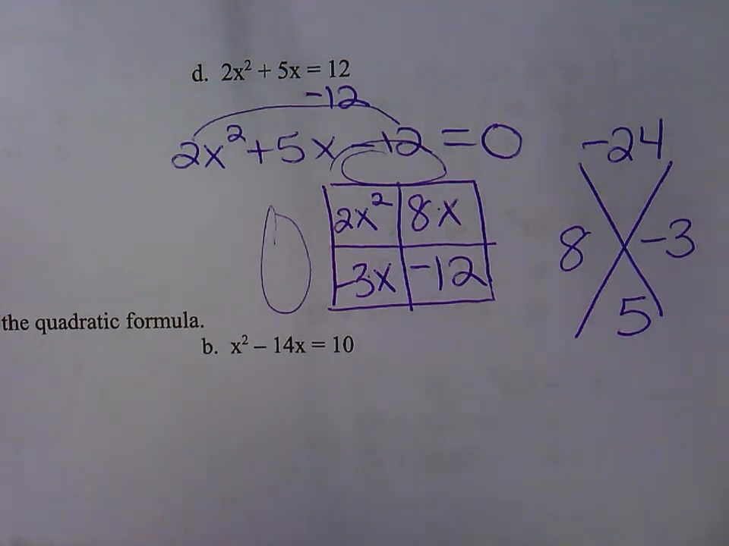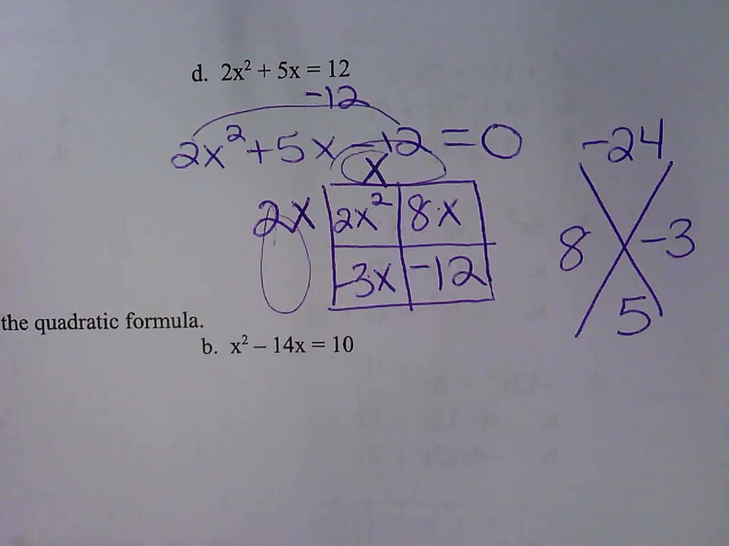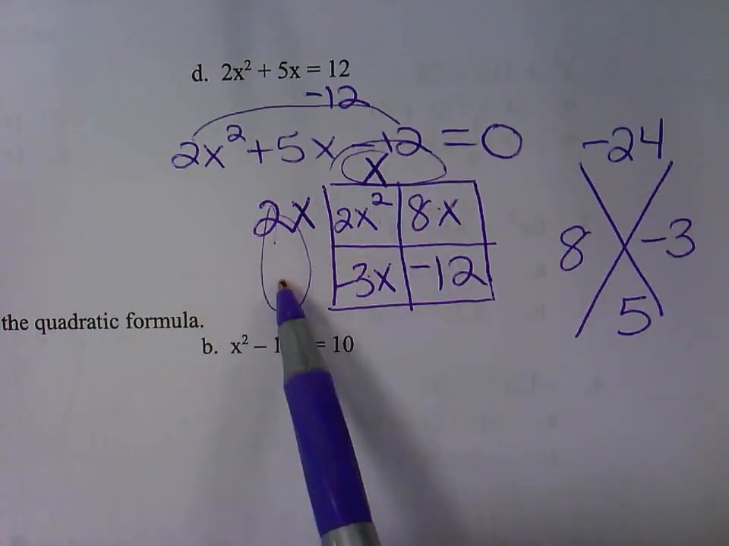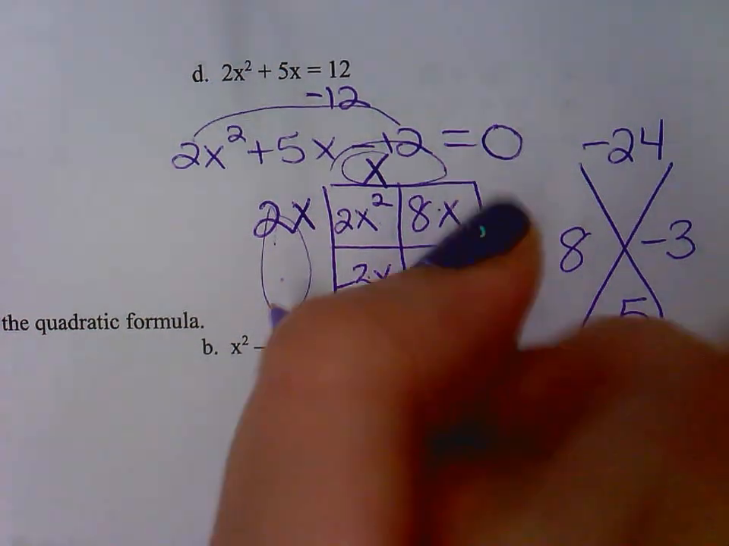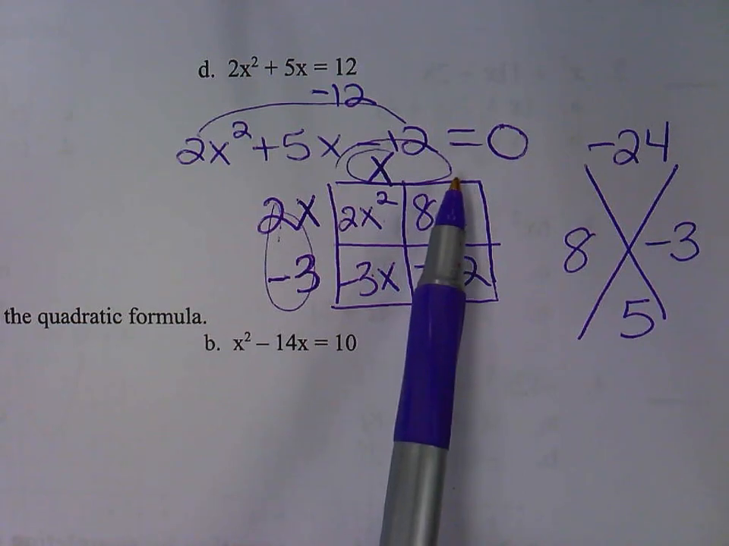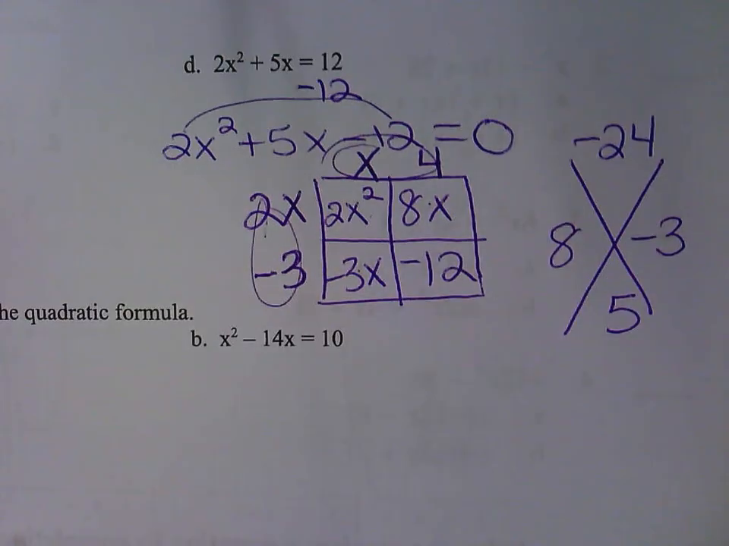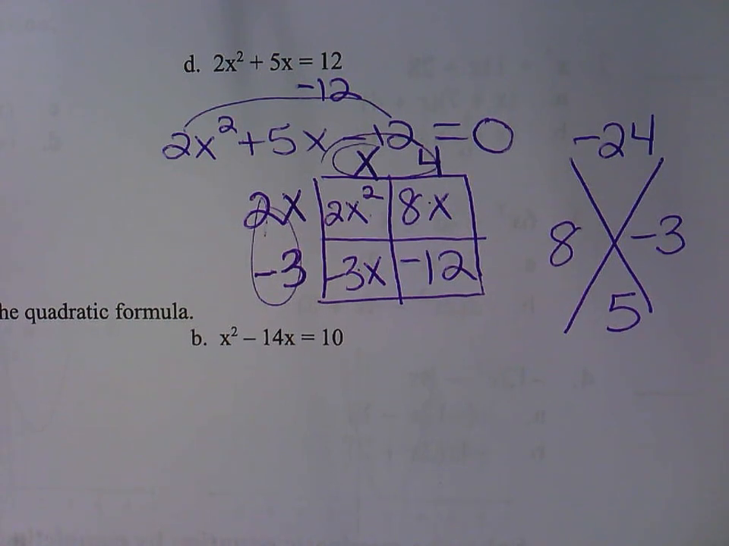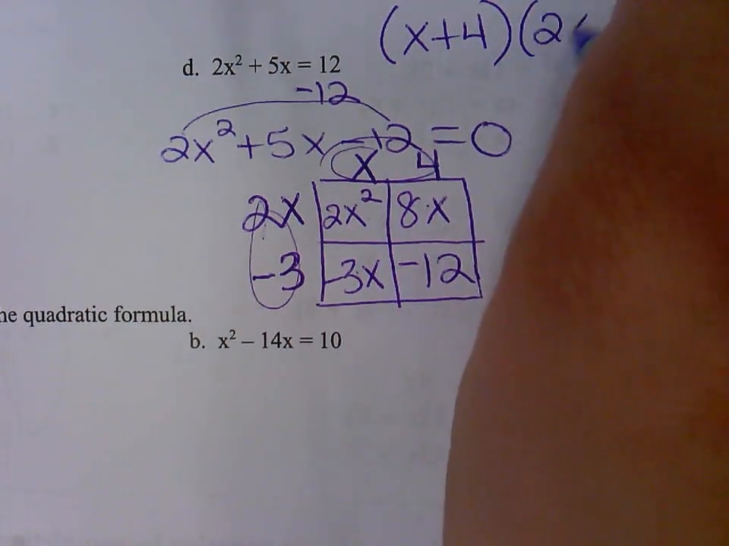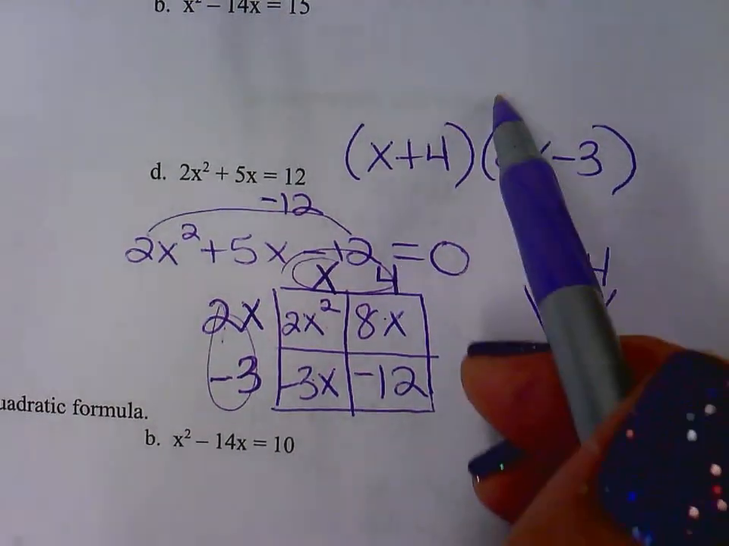Over on this side, 2x times x gives you 2x squared. And then x times what gives you negative 3x? I would need a negative 3. And 2x times what gives you 8x? I would need a 4. Sorry, I did not leave you a lot of room on this one. So I get x plus 4 times 2x minus 3 as my factors. I wrote them up here.